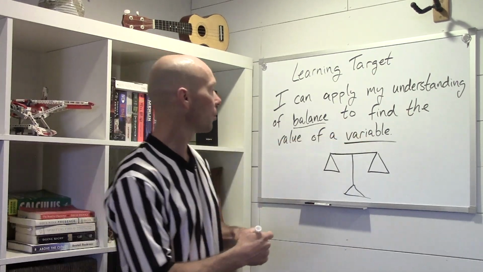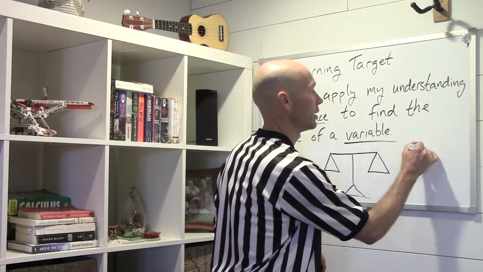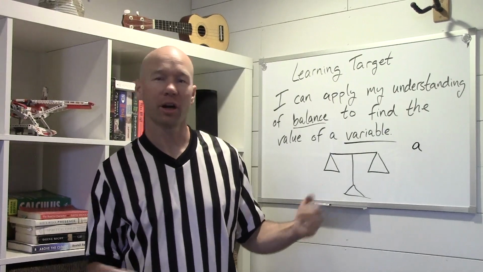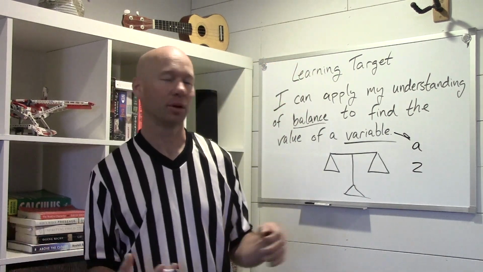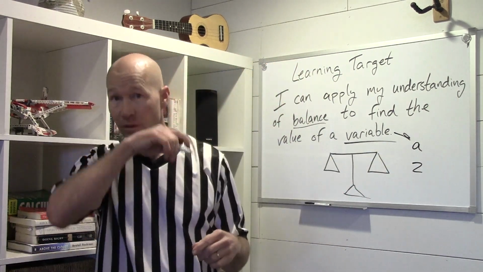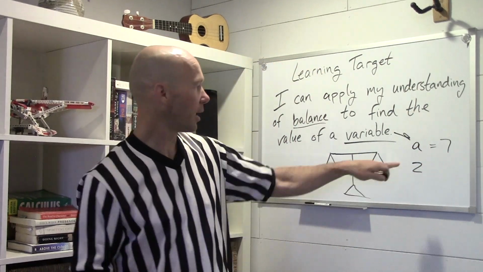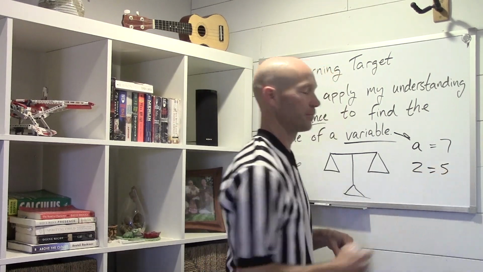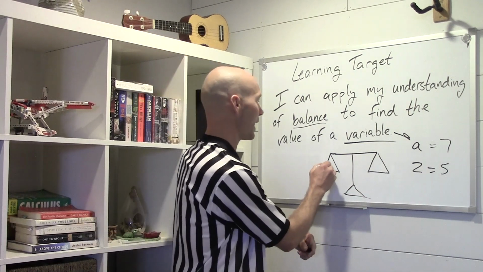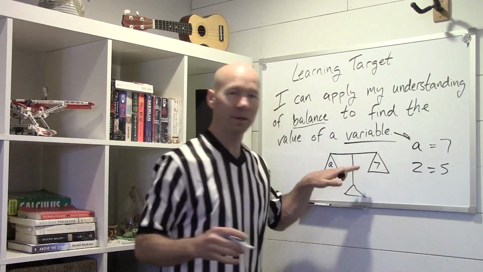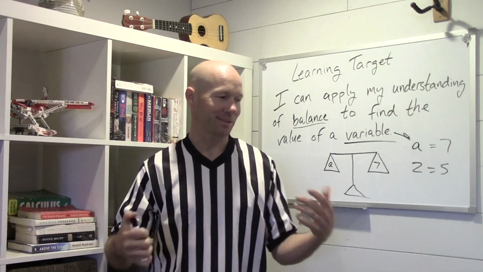And what does the word variable mean? Now, a variable is a letter, any letter. So A can be a variable. We can have Z as a variable. Any letter, as long as that letter represents a number. So A equals 7. Z equals 5. When we have an equal sign, we're in balance. So if I had A over here and 7 over here, and they were both equal to each other, then we would know that that is in balance.